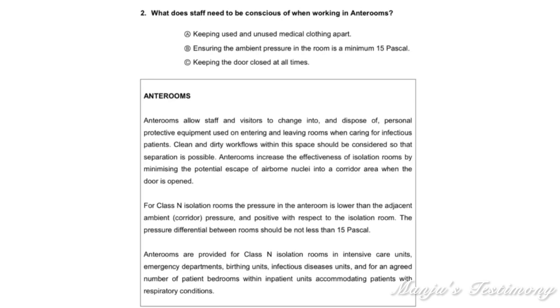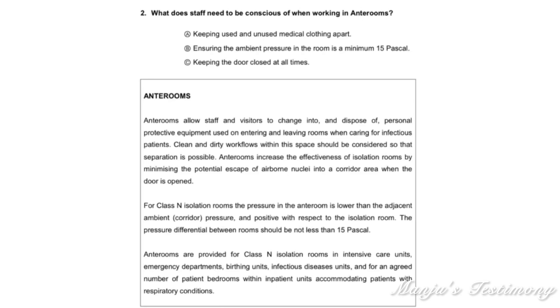That's what they mention for class N isolation rooms here in the second paragraph. Class N isolation room means negative pressure isolation; N means negative pressure isolation rooms. So airborne isolation rooms are always under negative pressure. Why are we keeping a negative pressure inside the room?